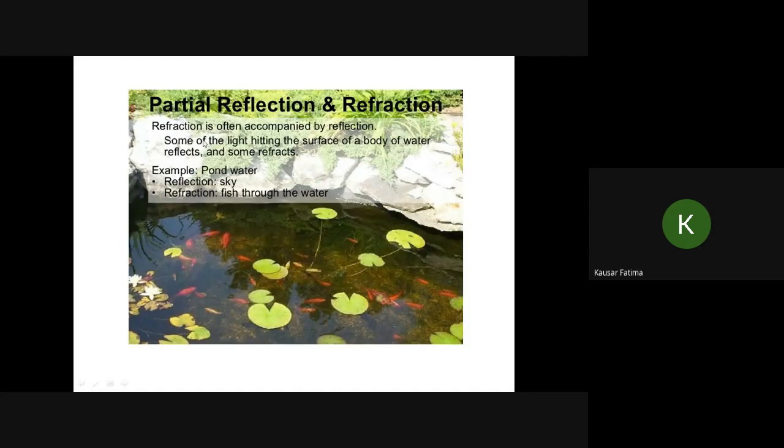There is one more phenomenon, partial reflection and refraction. Refraction is often accompanied by reflection. It means whenever refraction occurs, the ray of light also reflects from the boundary. Here you can see the pond water, reflection. Due to reflection, you see the sky in water, and due to refraction, you see fish through the water and the other underwater objects. They are seen due to refraction, and the sky is seen due to reflection of light.